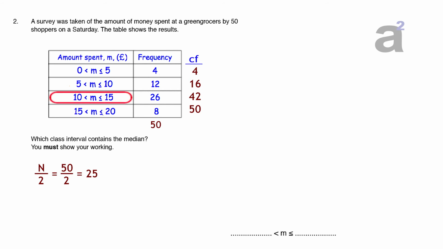So in the group of 10 and 15, the 17th till 42nd item is coming. So the 25th and 26th, they both are in this, so their average also will be in this. So the median is in the group of 10 and 15.